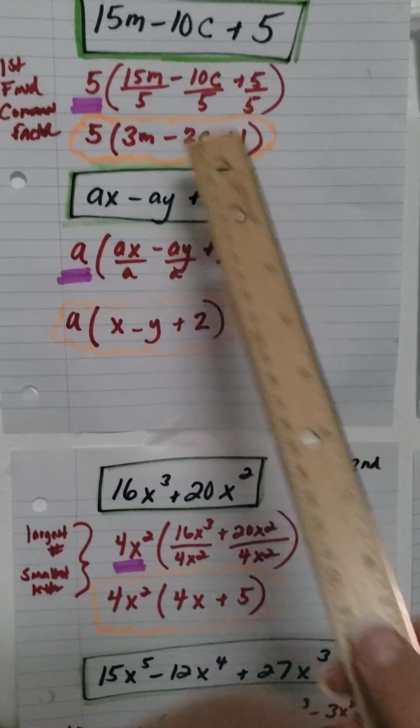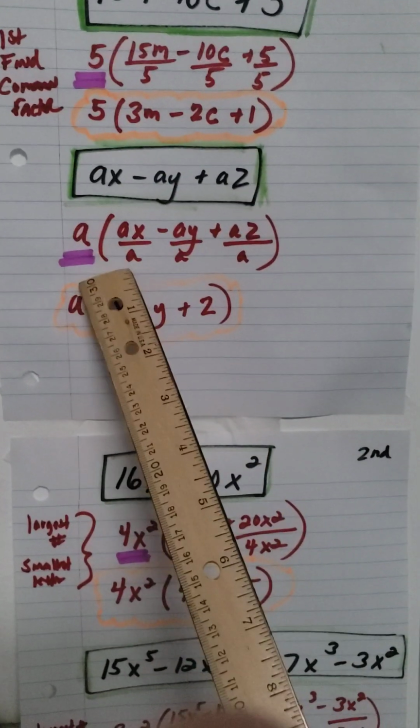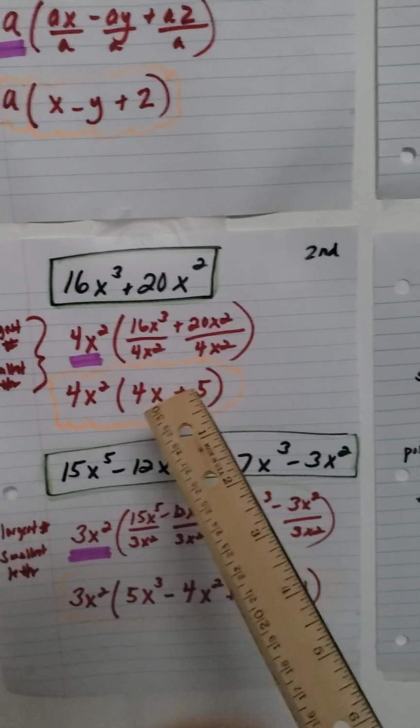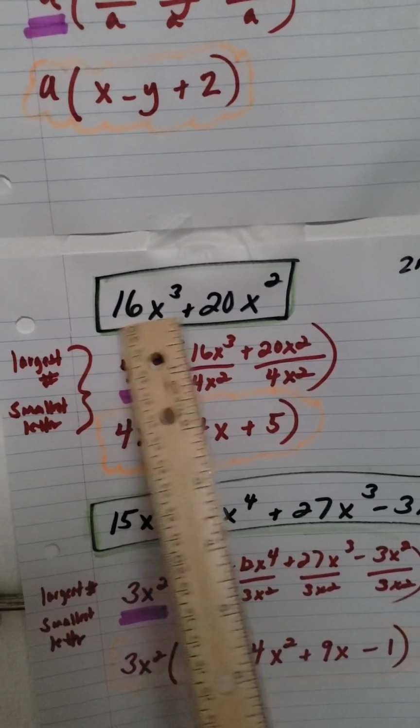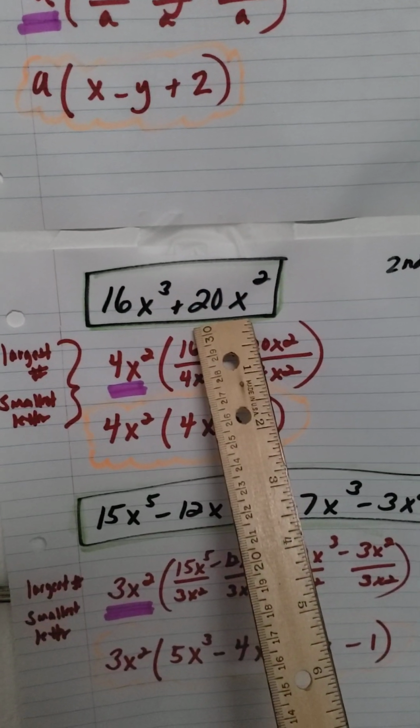Well, let's look at one where, okay, so this one was a number. This one was a letter. Let's look at this one where it's numbers and letters. There's two terms here. 16x cubed is the first term, and 20x squared is the second term.